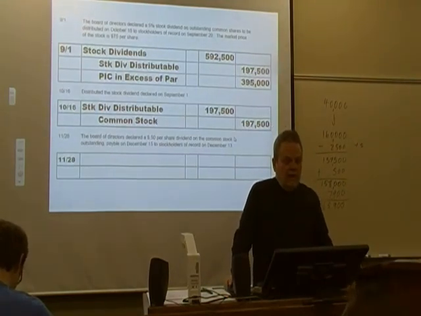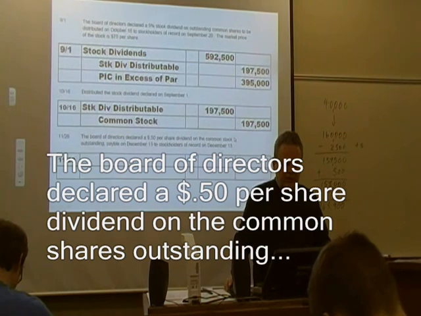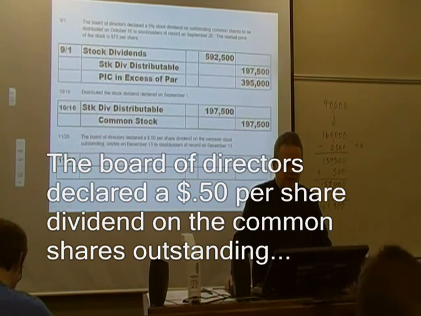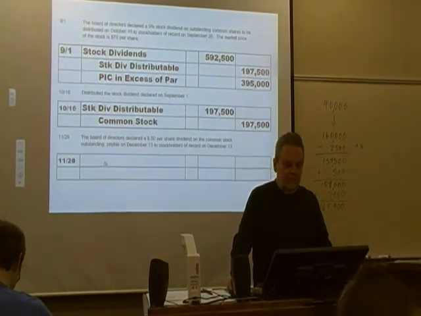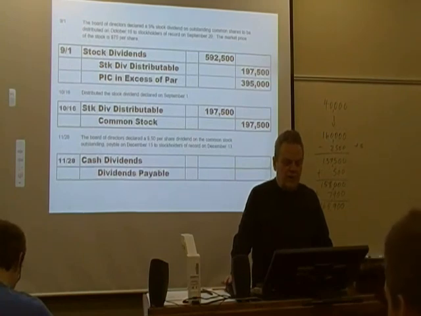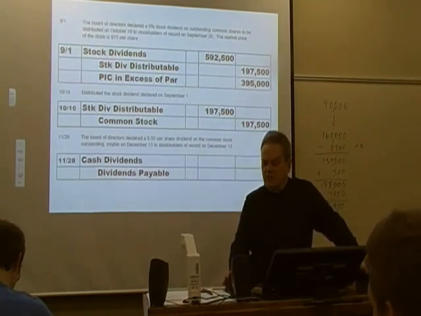I'm moving to November the 28th, if you're ready. November 28th, the Board of Directors declared a 50-cent per share dividend on the common stock outstanding, payable December 15th to stockholders of record December the 13th. Joel? Cash dividend, debit 197,500. And credit dividends payable. Debit cash dividends, credit cash dividends payable.